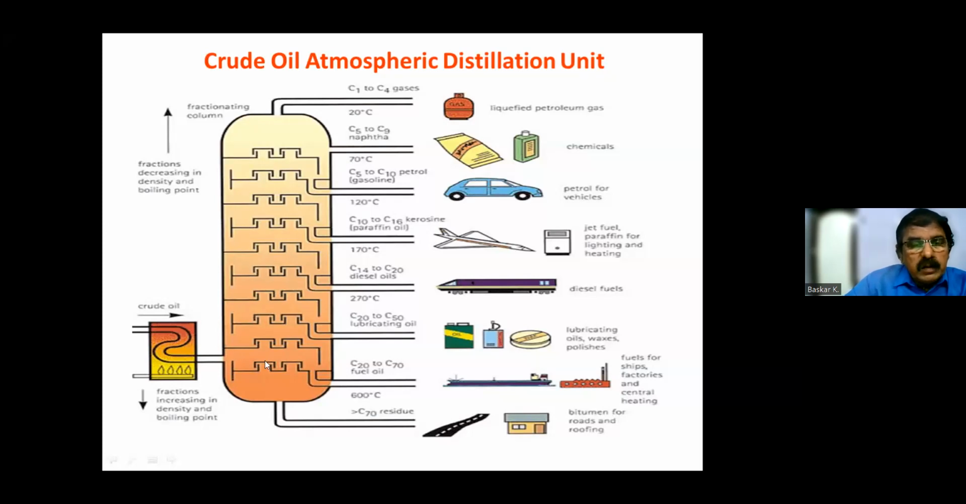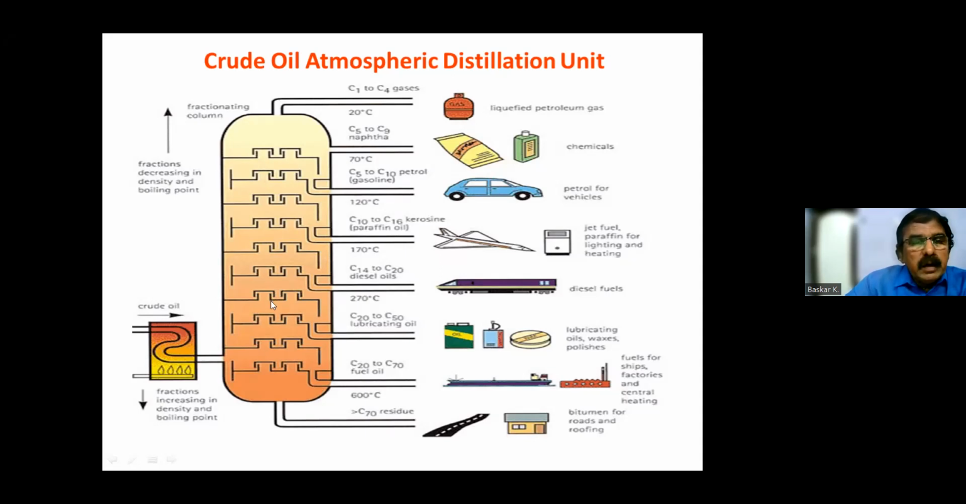Once the bottom is reaching 600 degrees, then it is taken out as fuel oil. Right? This is the boiling point of fuel oil, basically. So that is taken as fuel oil, which you use for ships and other things. And the bottom is called residue, which is treated in a separate section. Okay. Now you can see that vapors are coming to the top. Right? Once it is reaching the distillation range of C20 to C50, then that draw is called lubricating oil, which is further treated in downstream units.